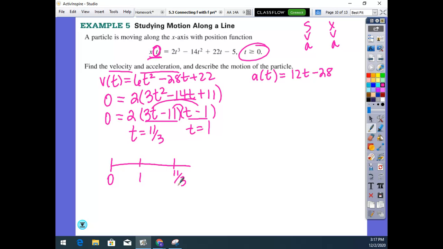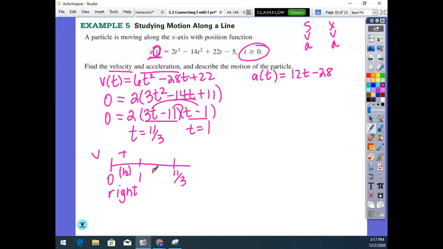Okay, so if we test out our intervals, let's try 1/2. That's going to be 3/2 minus 11 is negative. 1/2 minus 1 is a negative. Negative times negative, that's a positive. When you're talking about particle motion, I would talk in terms of right and left instead of increasing and decreasing. If your velocity is positive, the particle's moving to the right.